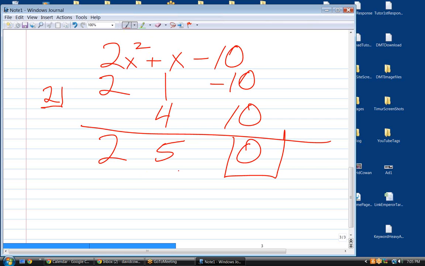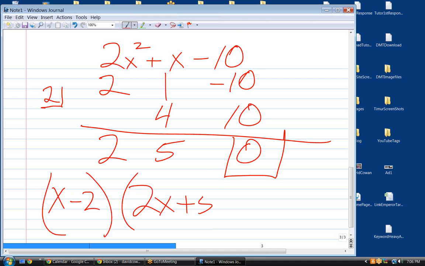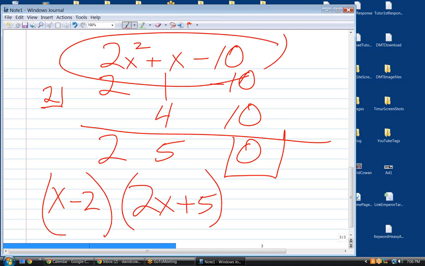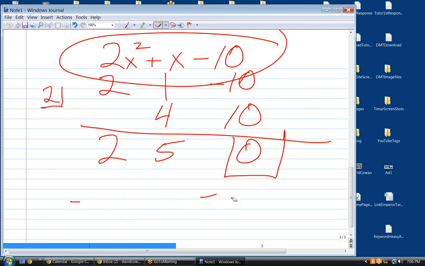In other words, what we essentially did there was divide that quadratic by x minus 2. And what did we get for an answer? You get 2x plus 5. So it's equal to x minus 2 times 2x plus 5. That's how you would factor that, and we can see that it does work. It produces a plus x in the middle.